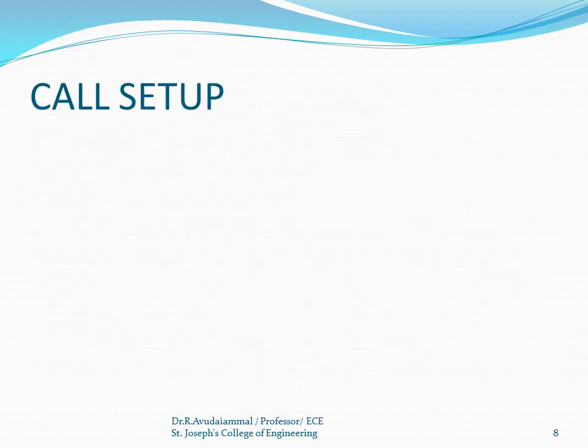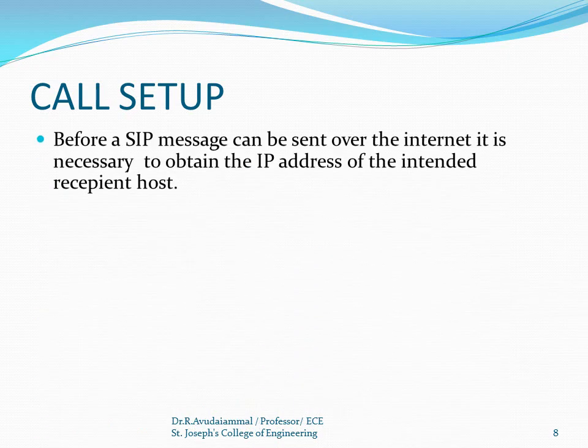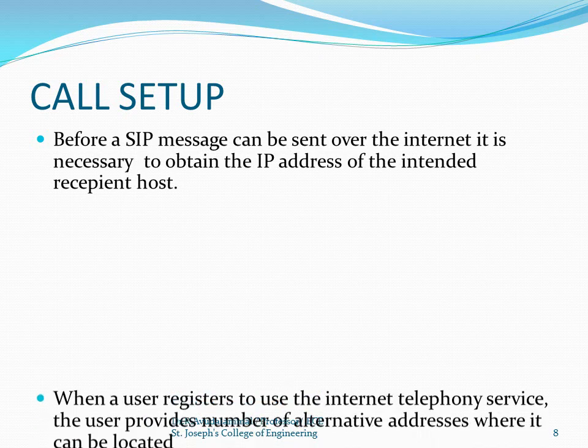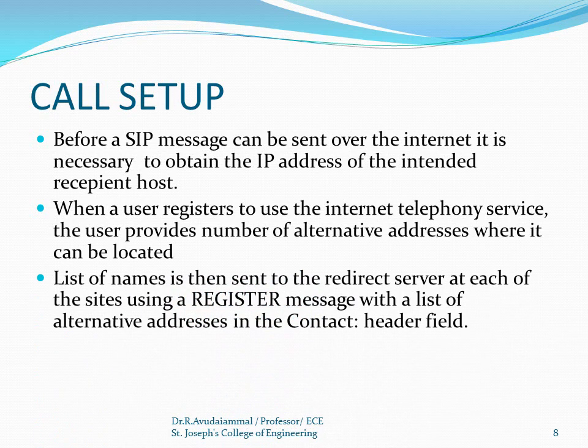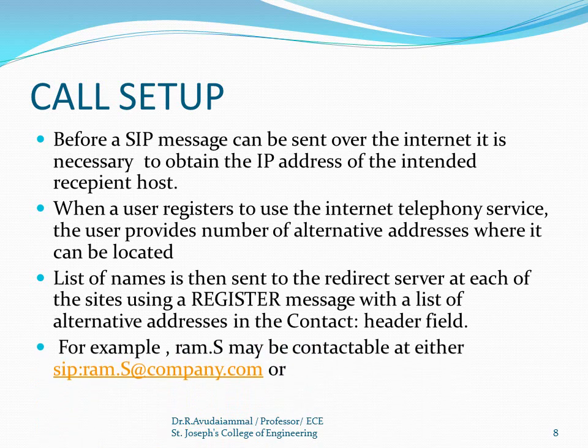Now we will see how the call setup is established using the SIP architecture. Before a SIP message is sent, initially an IP address has to be identified and obtained for the recipient, that is our destination. When a user registers to use the internet telephony service, the user has to provide a list of their alternative addresses, the possible locations where they may be, and the list of names is then sent to the redirect server along with the list of alternate addresses.